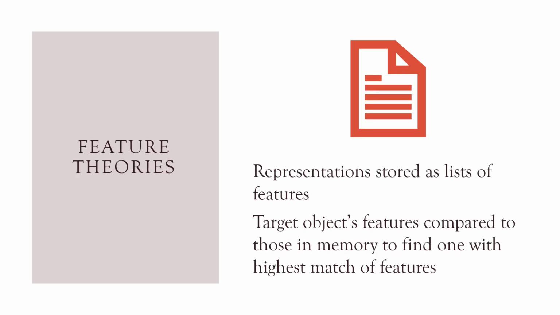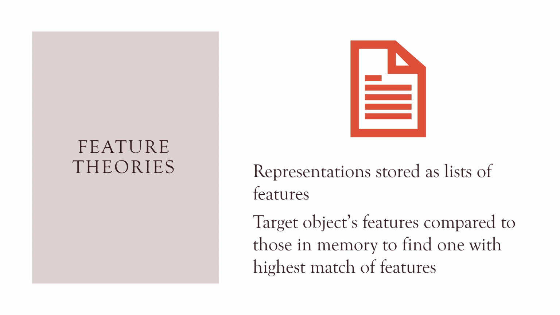Okay, so then in response to template theories, researchers came up with a second class of theories called feature theories. This one says that in our memory, we have all these representations of objects that are stored as lists of features that describe the object. So for example, for a coffee mug, maybe I have a list of features that describe it as a cylinder and a curve. So instead of a picture, it's basically a verbal description.